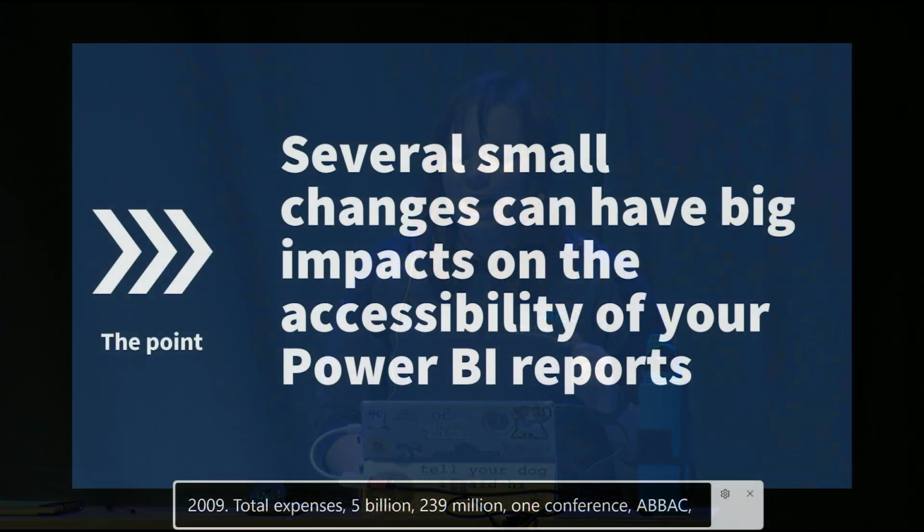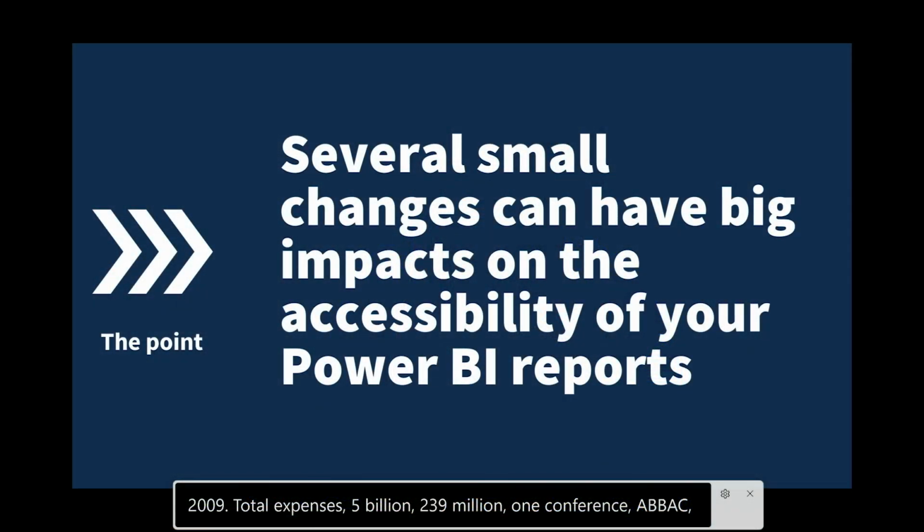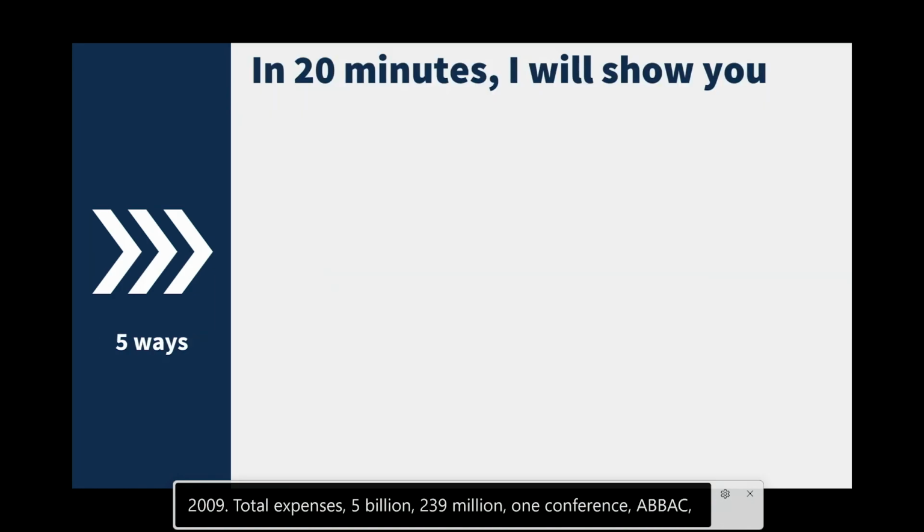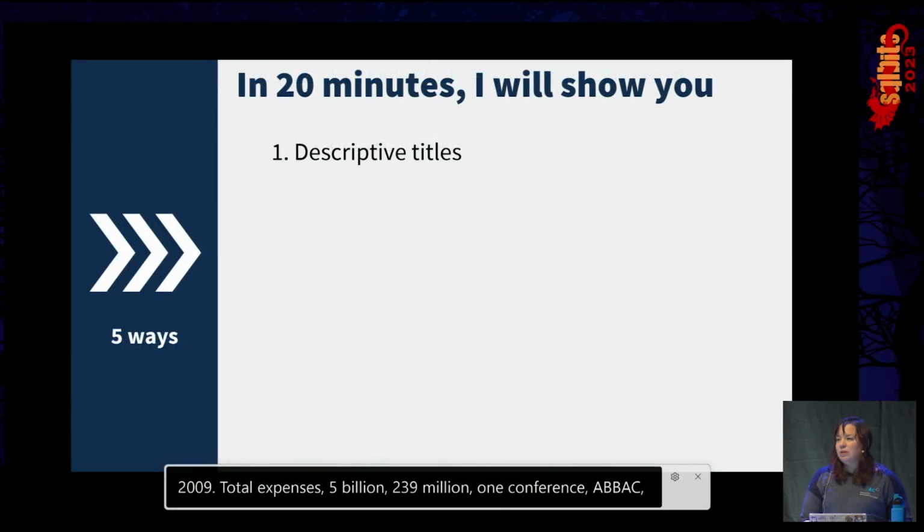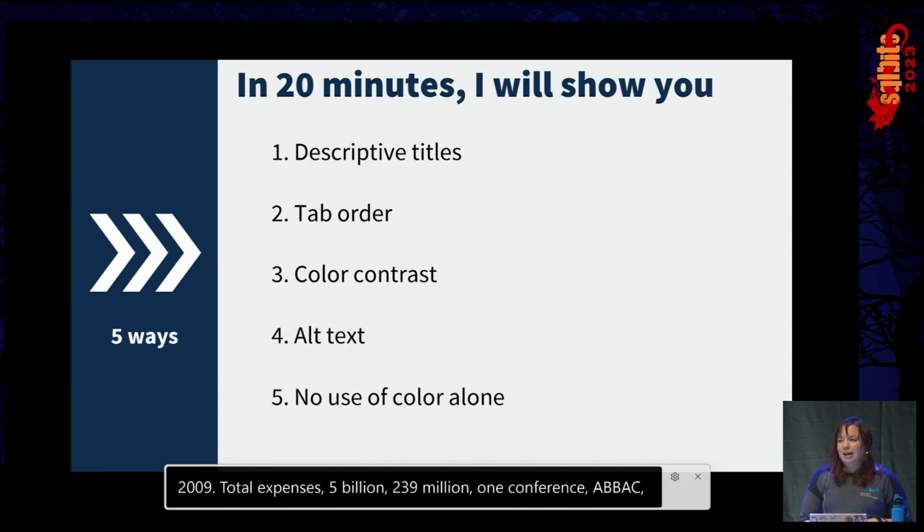If you take away anything from this talk, at least I hope what you take away, is that lots of little small changes can have really big impacts on the accessibility of your reports, and therefore have really big impacts on your users. So in the next few minutes, I will show you how to better use descriptive titles, tab order, color contrast, alt text, and the principle of no use of color alone.